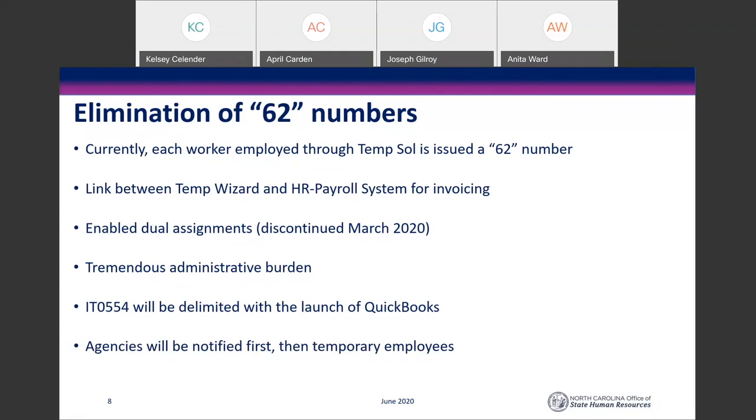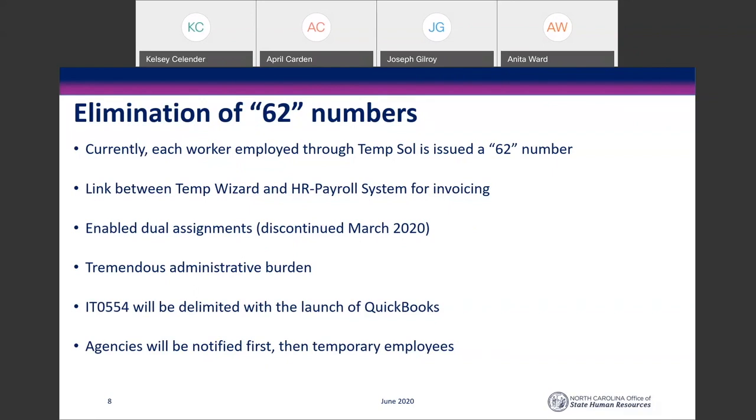The HR payroll system identifies all the 6-2 numbers and associates them with the Temporary Solutions employee. It takes the number of hours that the Temporary Solutions employee worked during that pay period, and it multiplies it by the billing rate. And this is how your Temp Solutions invoice is generated. So it's really based on a time model. The 6-2 number and the IT 0554 info type had one other side benefit, and that was that it enabled dual assignments. So some of your temporaries through Temp Solutions may have had a dual assignment prior to March 2020.